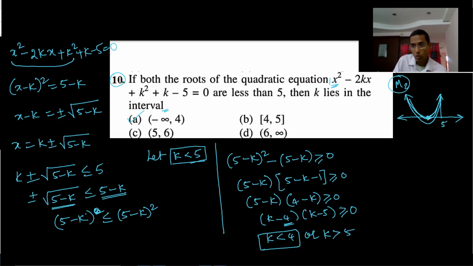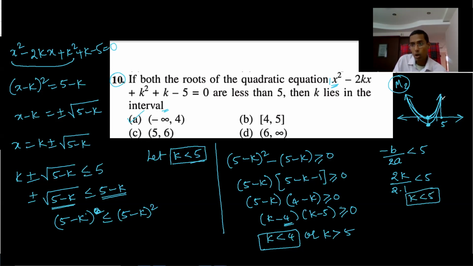If both the roots are equal or different, it doesn't matter, but both the roots are less than 5. So that means minus b by 2a will be in between, and that is less than 5. Here minus b is 2k, by 2 into a, which is 1, is less than 5. That means k less than 5. Immediately you got this one.